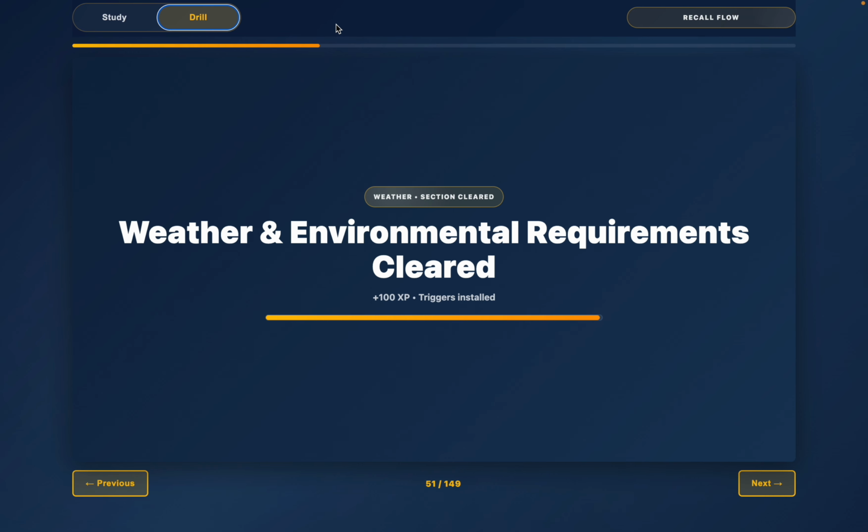Moving on. That's it for Section 2. 10 weather and environmental rules, rehearsed, ordered, decided. Seeing the framework once helps, running it automatically is what changes outcomes.